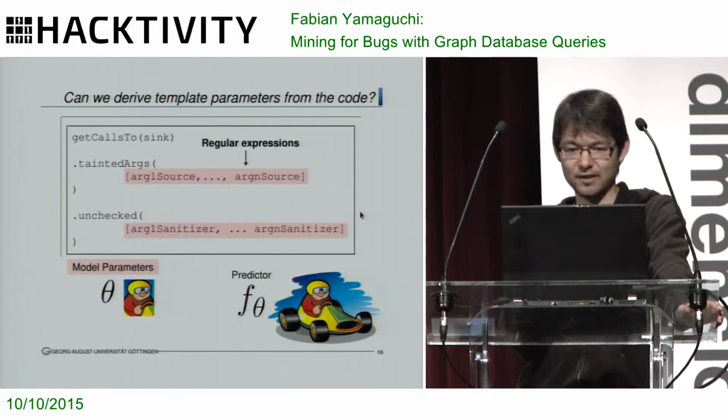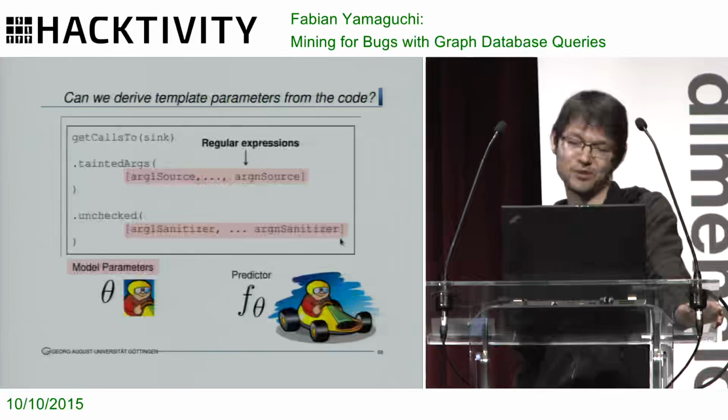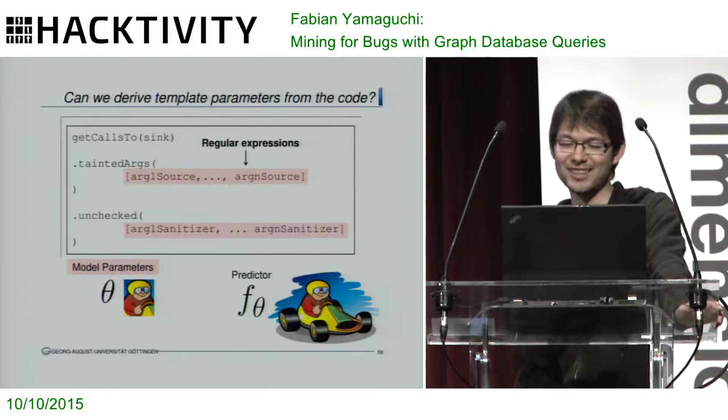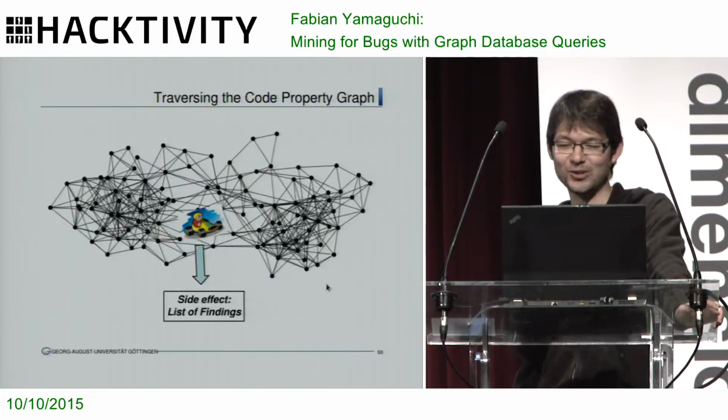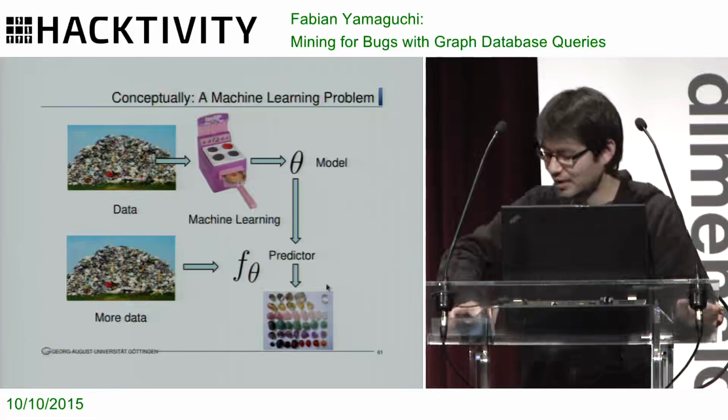So yeah, that's the scenario. Here's our template. We want to learn regular expressions for this, both for the sources and for the sanitizers. You can think of this as a little car, and what you're learning here is the model parameters. That's the driver of the car, and once you have that car, you put it into the code property graph. It drives down the code property graph, and as a side effect, it gives you a list of findings.